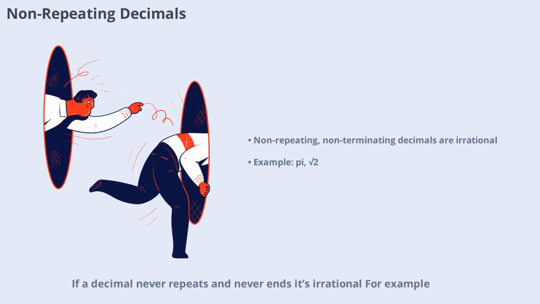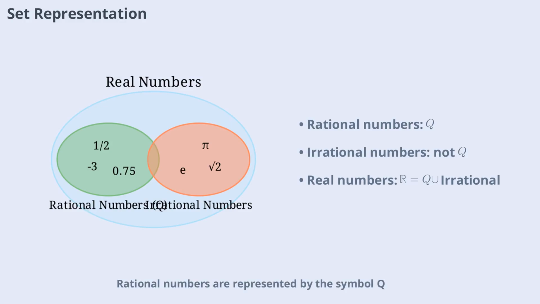For example, the decimal expansion of pi is 3.141592653, and it goes on forever without repeating. This is a clear sign that pi is irrational. The same is true for the square root of 2 and other famous irrational numbers. Rational numbers are represented by the symbol Q, while irrational numbers don't have a special symbol but are often described as real numbers that are not rational. Both types together make up the set of real numbers, which includes every possible point on the number line.